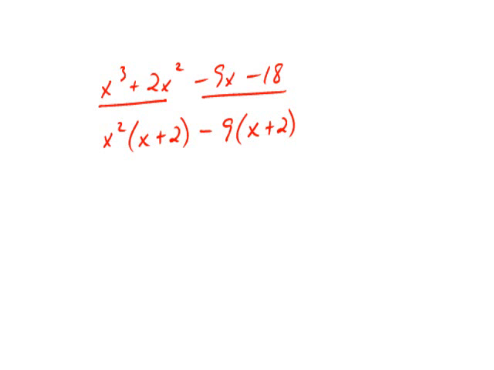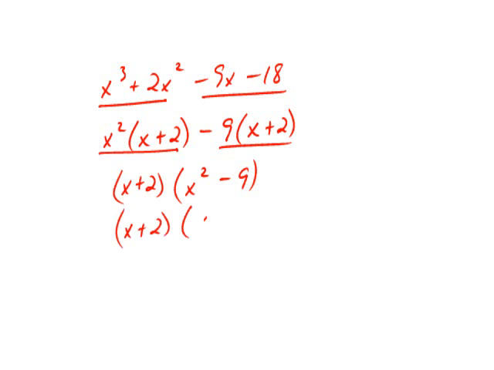At this point, the x plus 2 is common to both parts, so I can factor x plus 2 out of the first part and out of the second part. And when I do that, I'm left with x squared minus 9. The x squared minus 9 can be factored further. It's a difference of squares, x plus 3 times x minus 3. So x plus 2, x plus 3, x minus 3 is the factored form of the original polynomial. You could multiply them all out to make sure that that does equal the original polynomial.